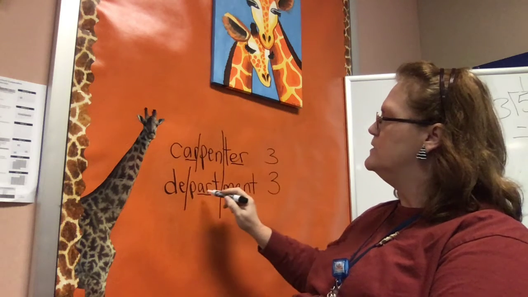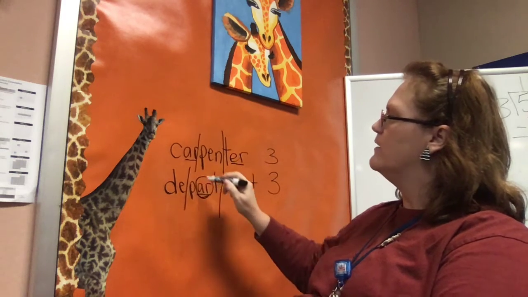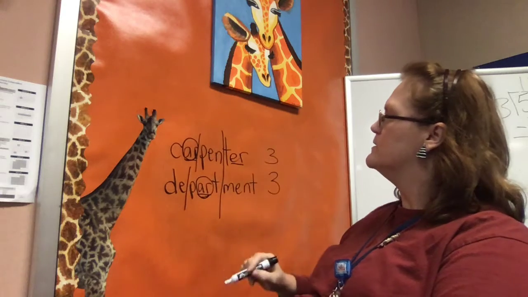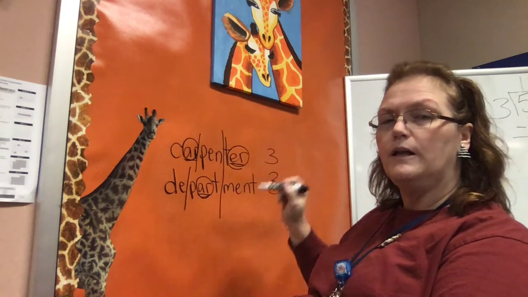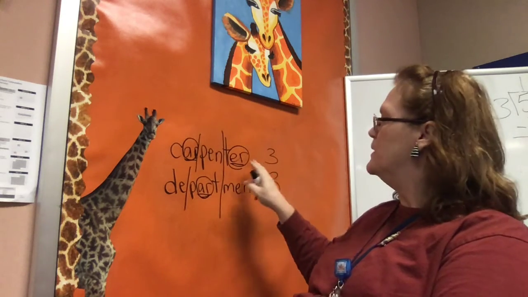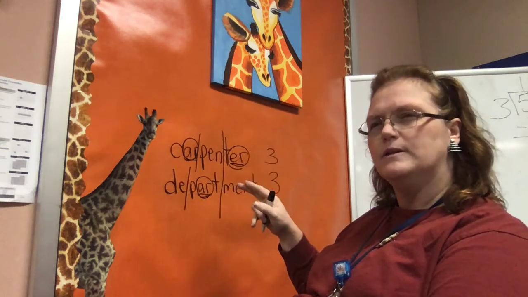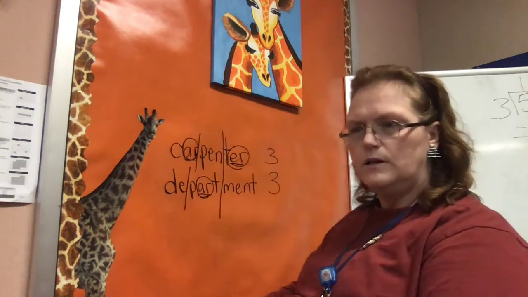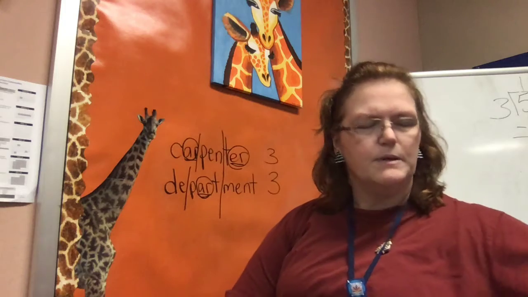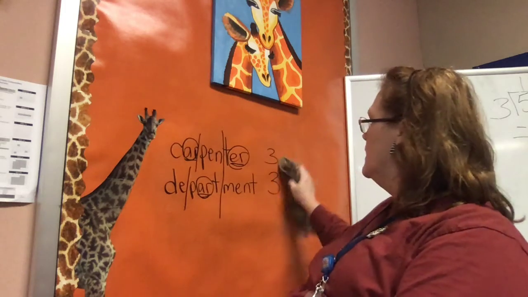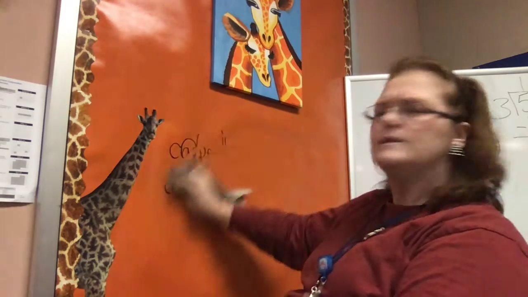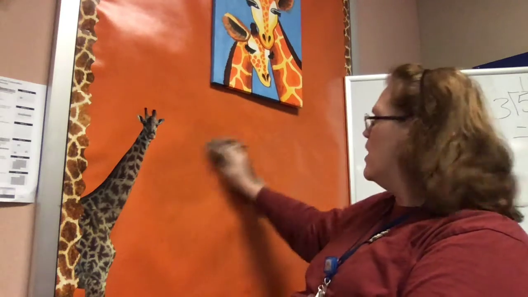Department. Did you notice that the AR stays together? That we don't split it apart? We didn't split the ER apart either. So when it's an R-controlled vowel, it makes a new sound almost. You don't really hear the E because it makes an ER sound. And the A kind of gets swallowed in the R too and turns into AR. Now let's try that with a few more words just to see how it goes.